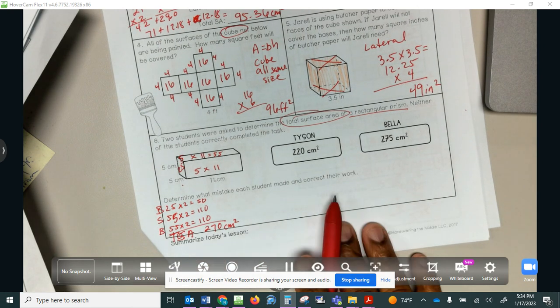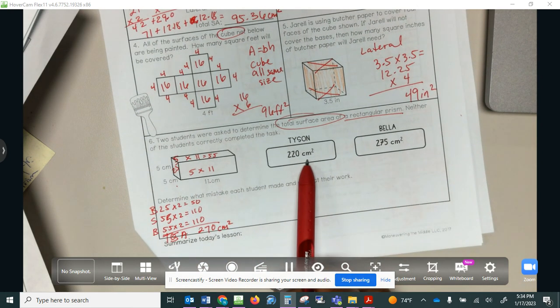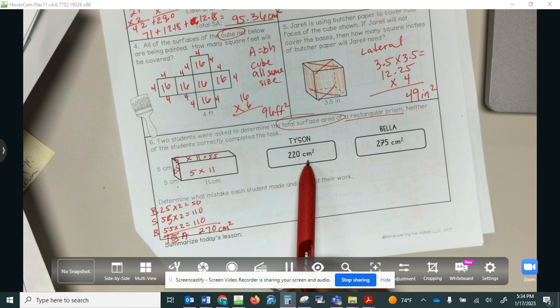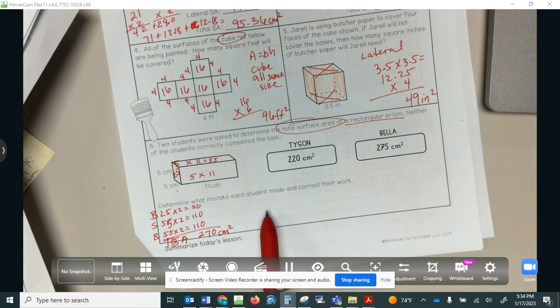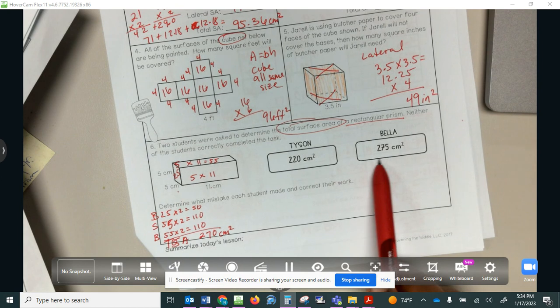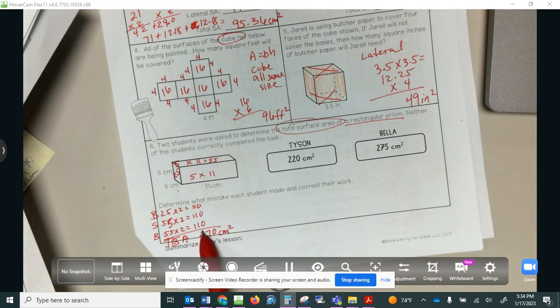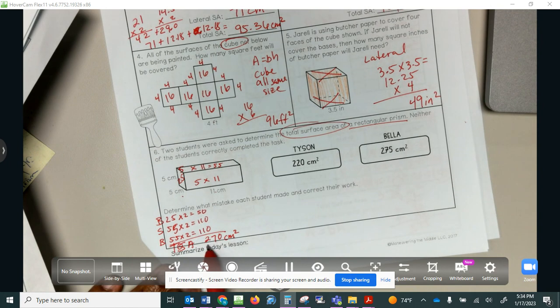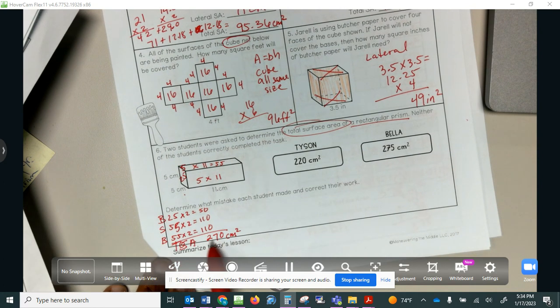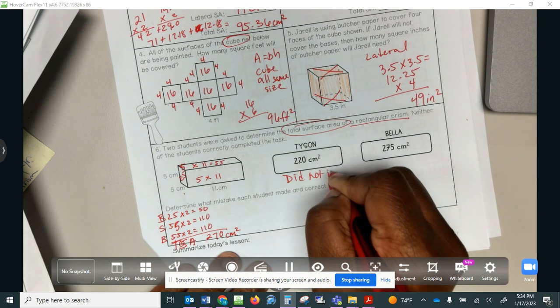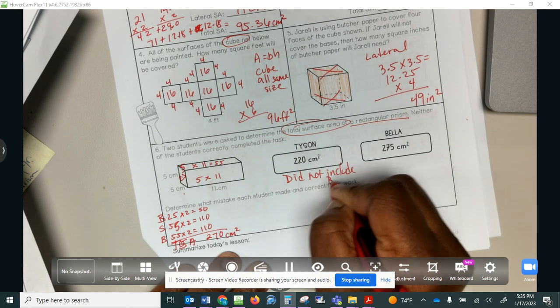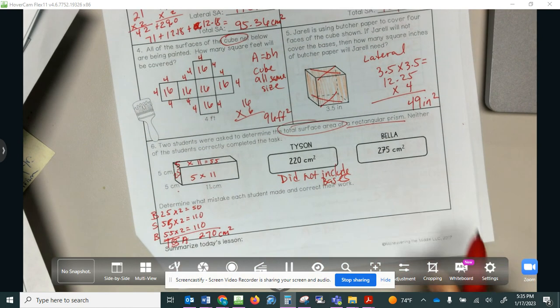So if that's the case, let's see, where did they go wrong? So Tyson got 220 centimeters and Bella got 275. Anyway, I could have got 220. Well, yeah, if I look at my numbers, 110 and 110 for the short sides and the bigger sides, that would give me 220. So that tells me that Tyson did not include bases.